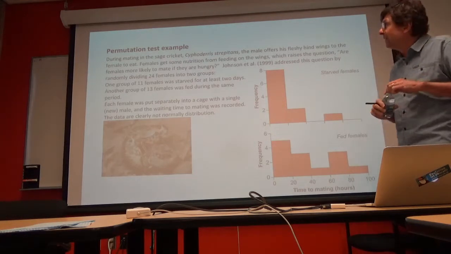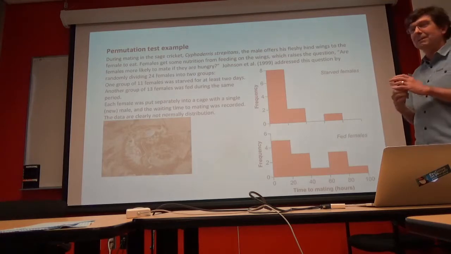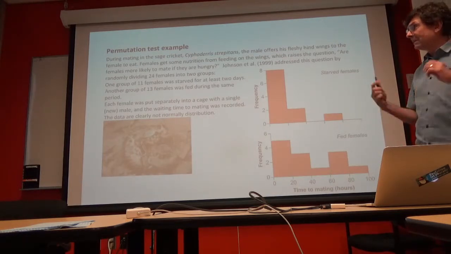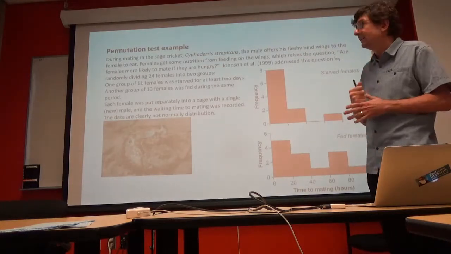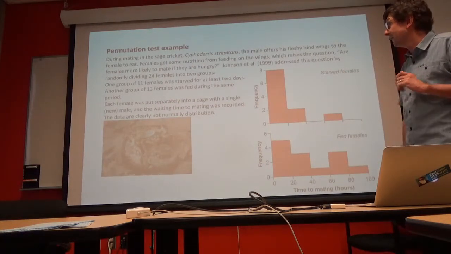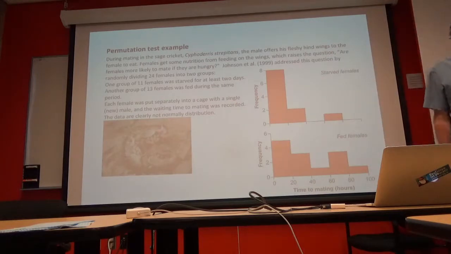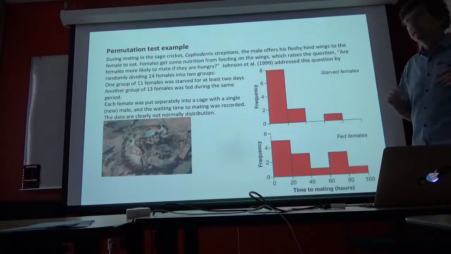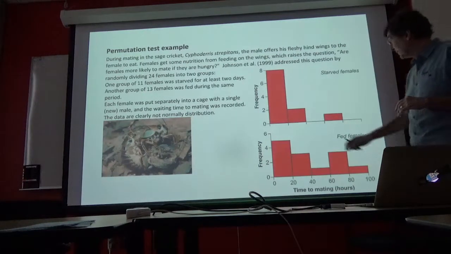This naturally leads to the question, are females more likely to mate when they're hungry? Well, that seemed like a pretty good question, and it was addressed using an experiment. So 24 females were randomly divided into two groups, and one group of females was starved for a couple of days, and the other group was fed the usual regime for maintaining these crickets in the lab. Then, for the actual execution of the experiment, each female was placed separately into a cage with a single new male, and then the time before mating began was recorded. And so that's what these data are.